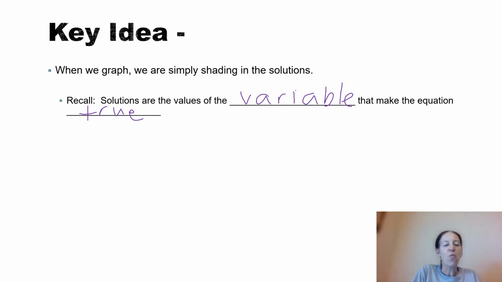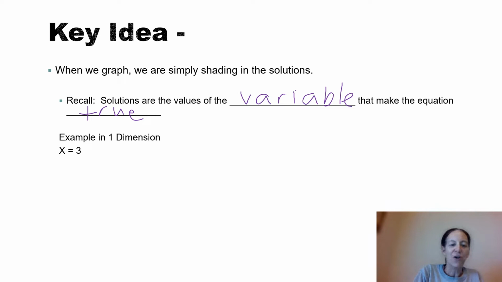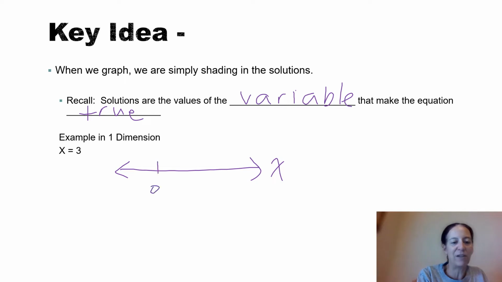Okay, so recall what a solution is. Now, for an example, in one dimension. In one dimension, all we have is a number line. So one dimension is essentially just the x-axis with no y-axis. That would be two dimensions. If I were to graph this, I might have 0, 1, 2, 3, 4. There's the 3. And what I would do is simply put a dot, color it in, at the 3.